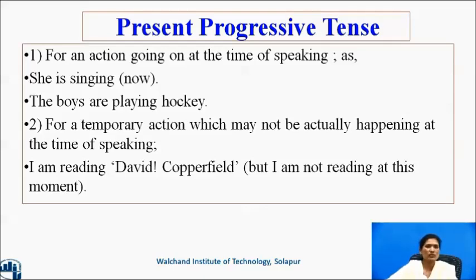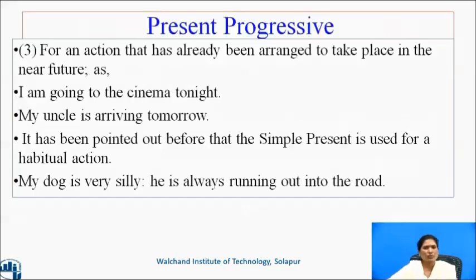For example, she is singing now. The boys are playing hockey. The present progressive tense is also used for a temporary action which may not be actually happening at the time of speaking. I am reading David Copperfield, but I am not reading right now at the present moment. But I am reading, that means some of the pages I have completed. The present progressive tense is used for an action that has already been arranged to take place in the near future. For example, I am going to attend the workshop. My uncle is arriving tomorrow.